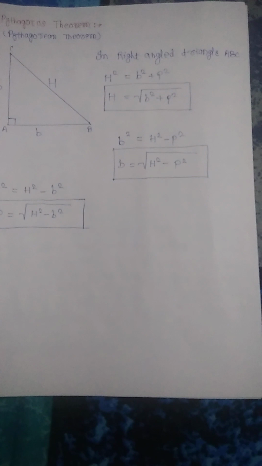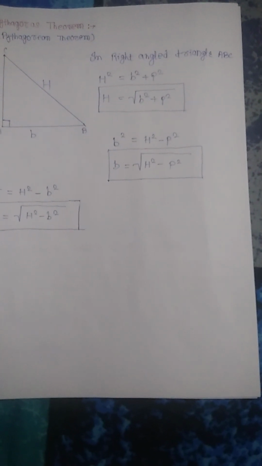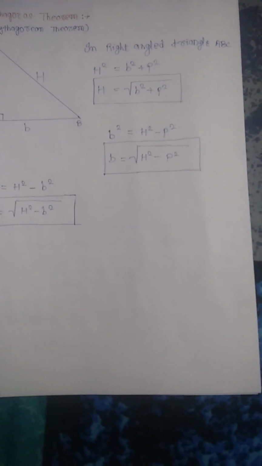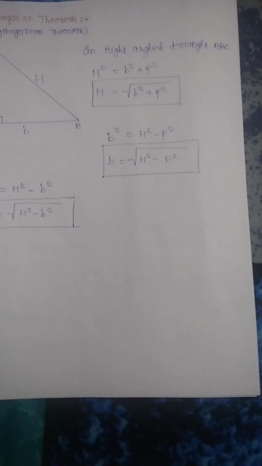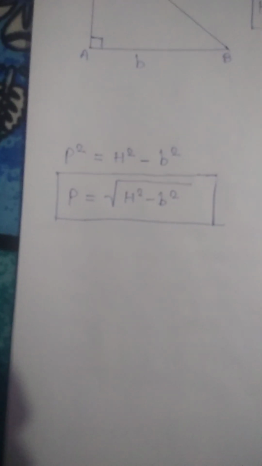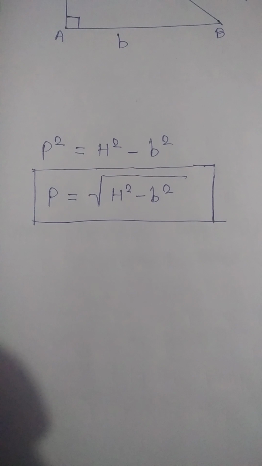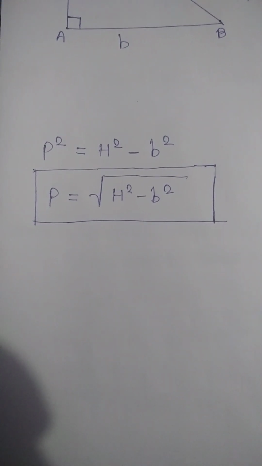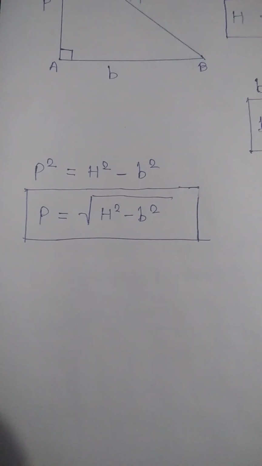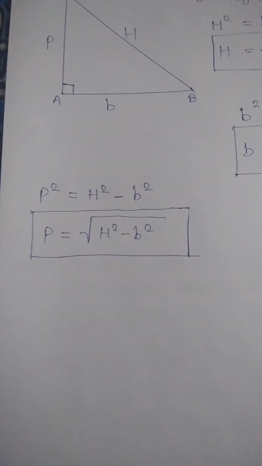Also from there we can calculate b. How will we calculate b? From the Pythagoras theorem, b square is equal to h square minus p square, and then we can write b equals root over h square minus p square. Similarly we can calculate p, so that p square is equal to h square minus b square. From there we can calculate p equals root over h square minus b square.